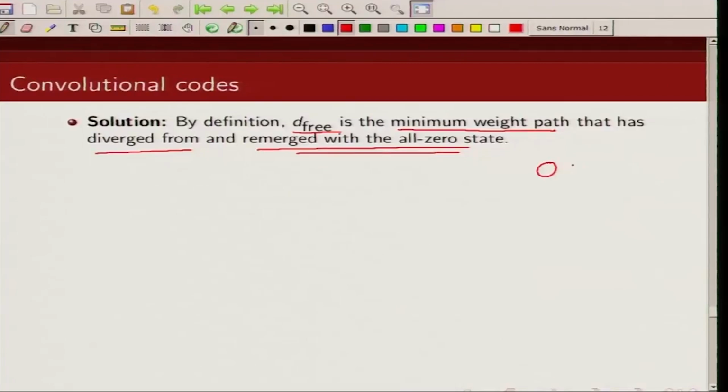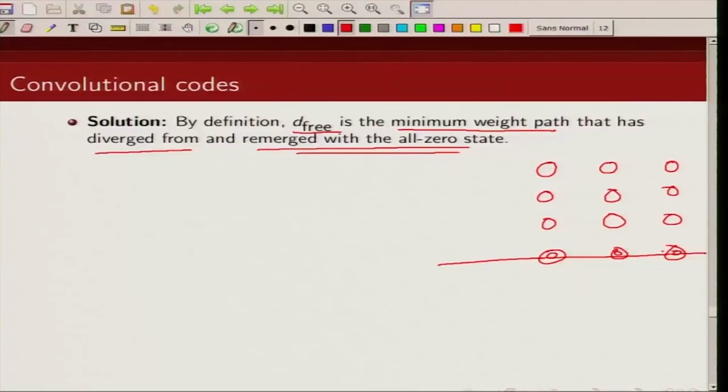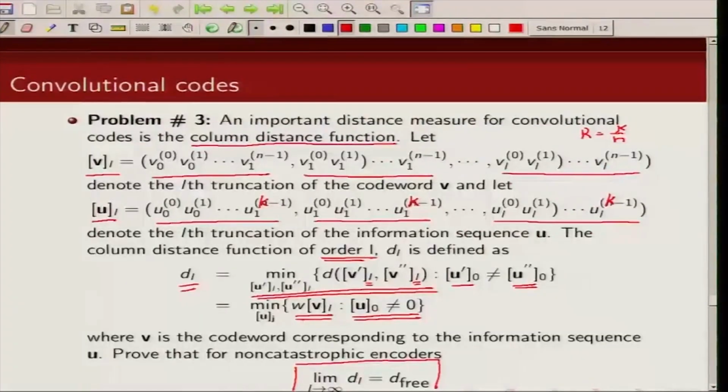So, let us say you have some 4-state convolutional encoder, and this is your all 0 state. Let us say you have some diversion from this and then you come back to the all 0 state. And what is your column distance function? It is the minimum weight of your code word belonging to a non-zero information sequence.